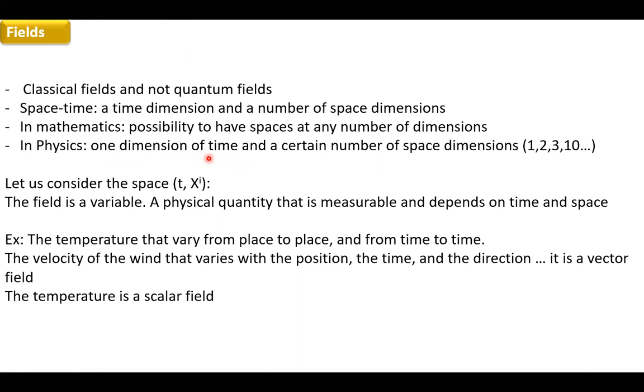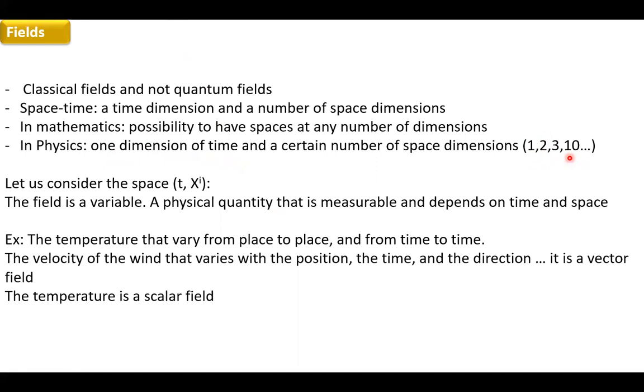And we need a certain number of dimensions of space. So we can have 1 dimension, a linear dimension. We can have 2 dimensions as in a plane. We can have the Euclidean 3D space, with 3 dimensions of space plus the dimension of time. Or we can even go to string theory with 1 dimension of time and 10 dimensions of space. I will not go into details of string theory. This is another course. So let's talk about just fields.